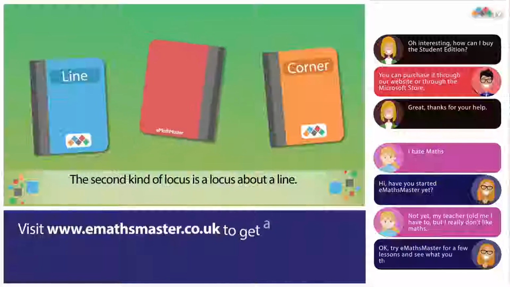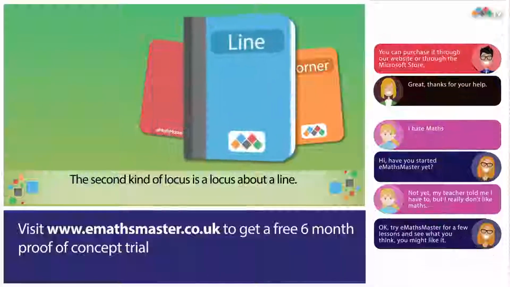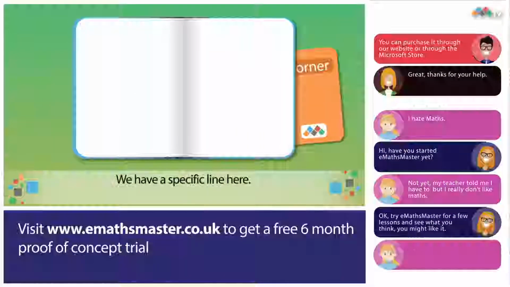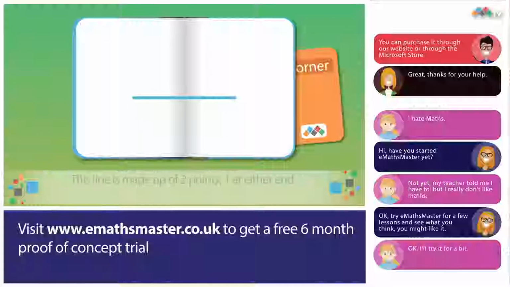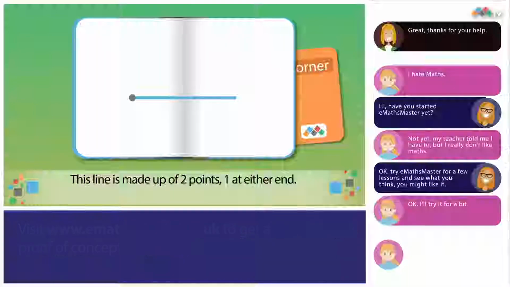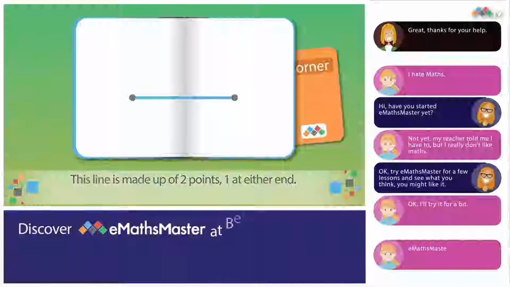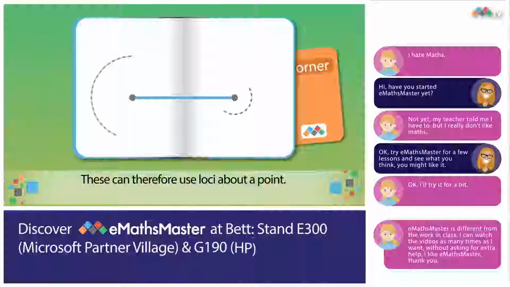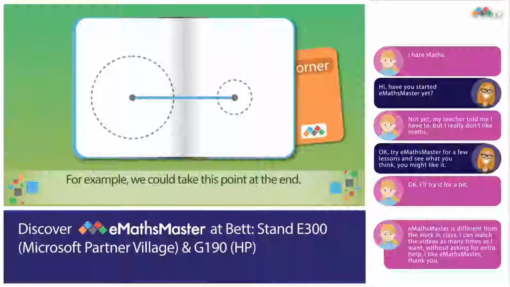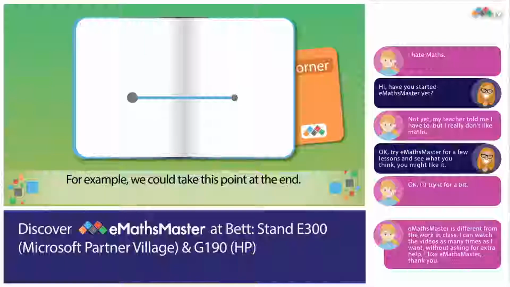The second kind of locus is a locus about a line. We have a specific line here. The line is made up of 2 points, one at either end. These can therefore use loci about a point. For example, we could take this point at the end.